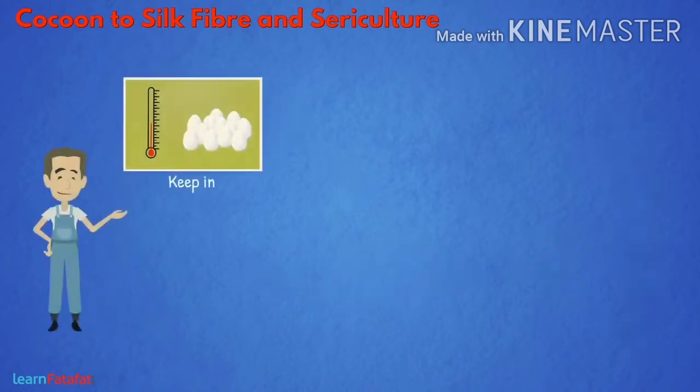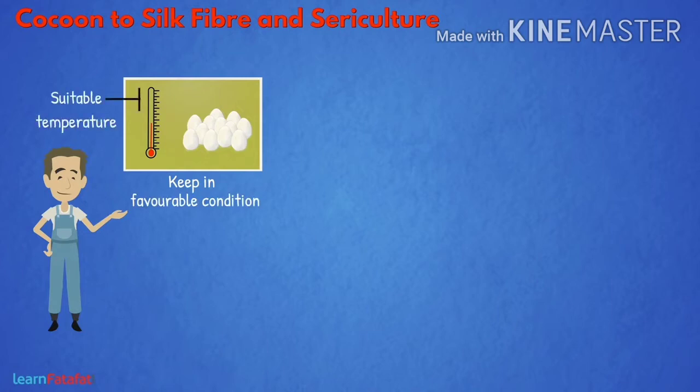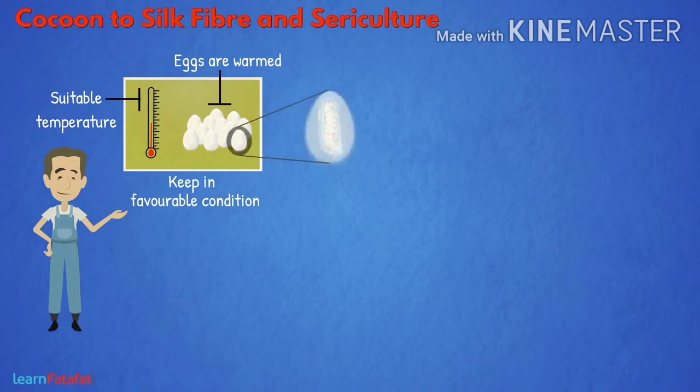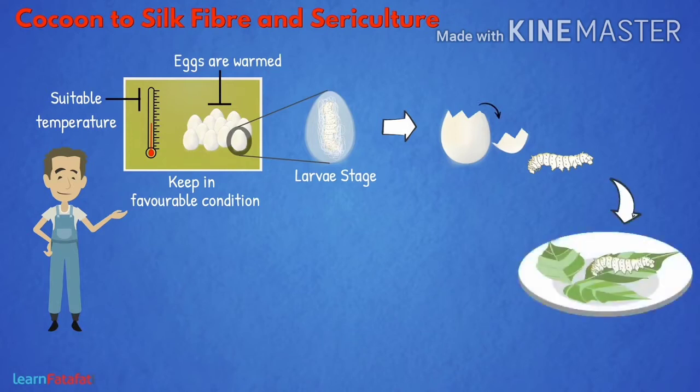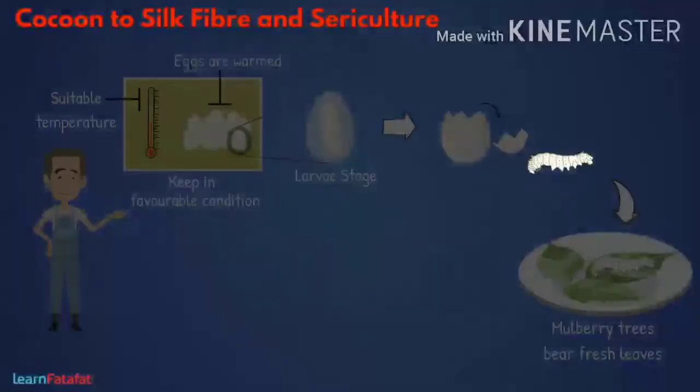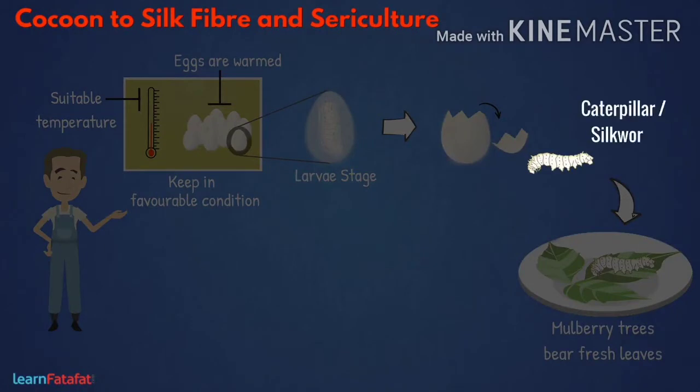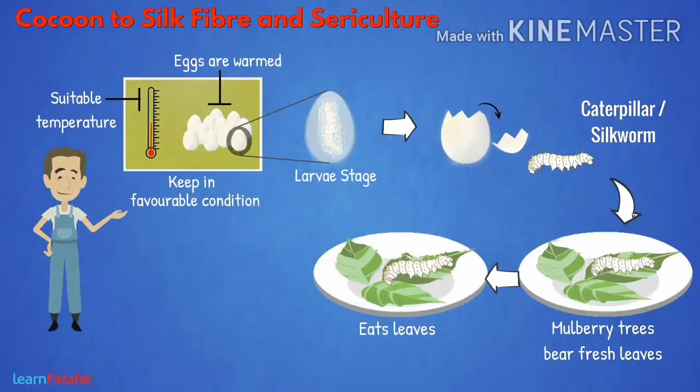They keep these eggs in favorable conditions. Under suitable temperature, the eggs are warmed so that the young organism called larva breaks the shell and comes out of the egg. Normally, this is done at the time when mulberry trees bear fresh leaves. The young organism that comes out is called a caterpillar or silkworm. It eats the leaves of the mulberry plant and grows in size.